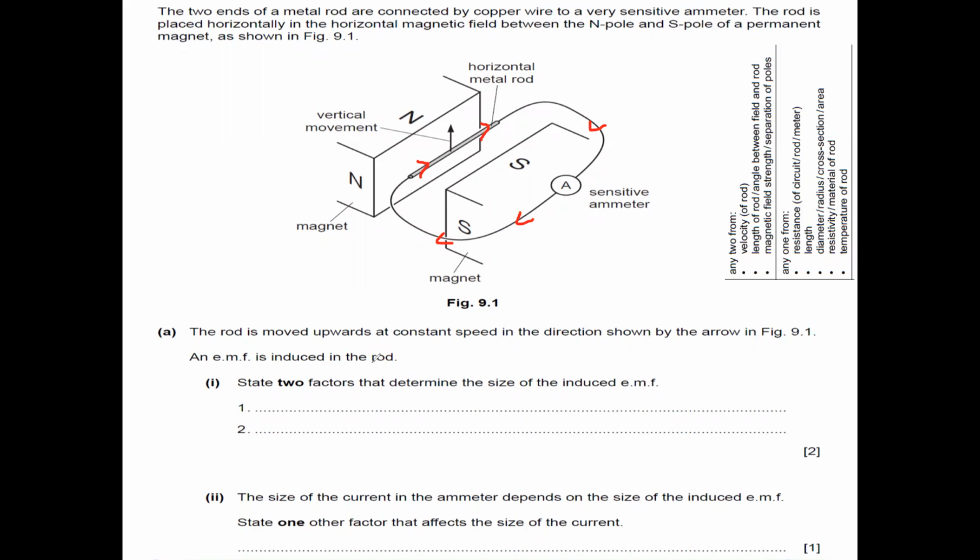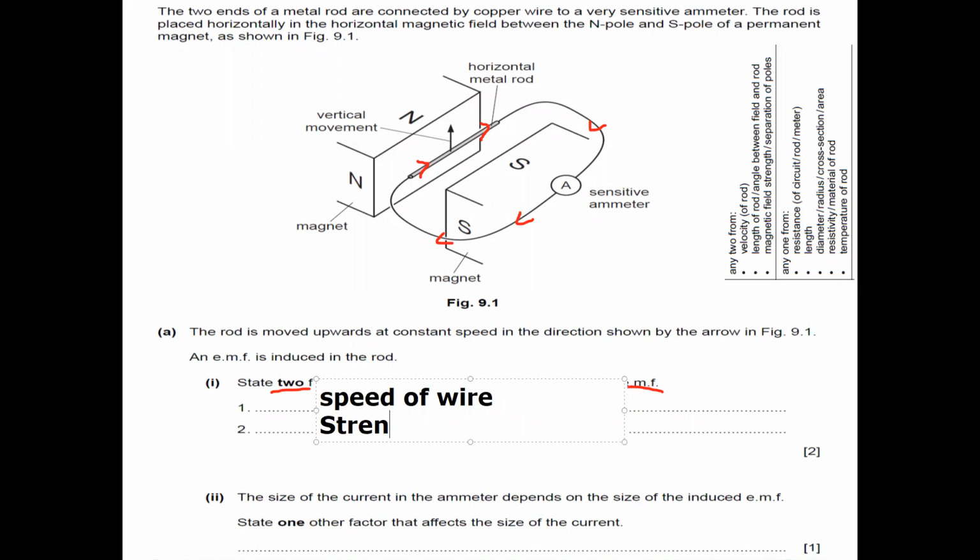An induced EMF is there in the rod. State two factors which determine the size of induced EMF. Like how we'll know how much induced EMF is produced, or what is the value of the induced EMF. So it depends on the speed of the movement of the wire. And second thing, it depends on the strength of a magnet. And third thing, it depends on the length of a wire in a magnetic field. If we have greater length of a wire in a magnetic field, then more induced EMF will be there.